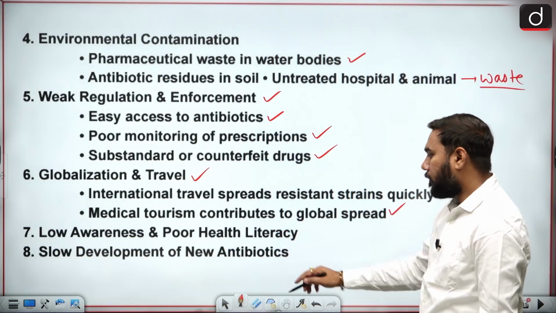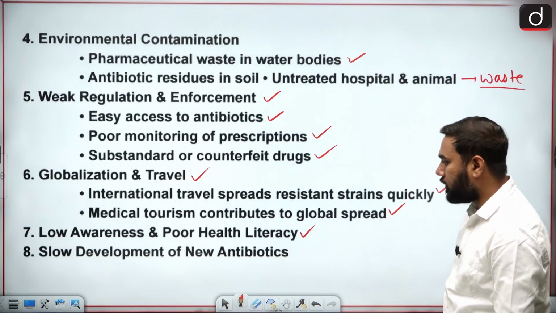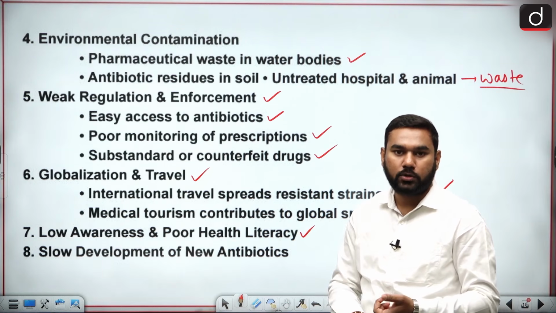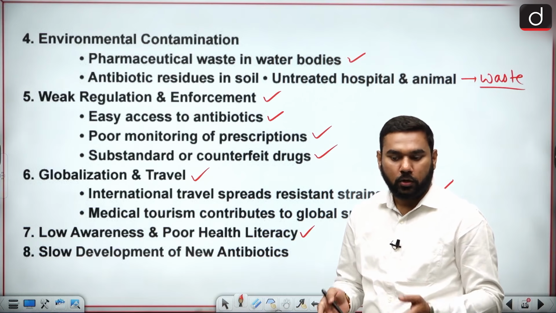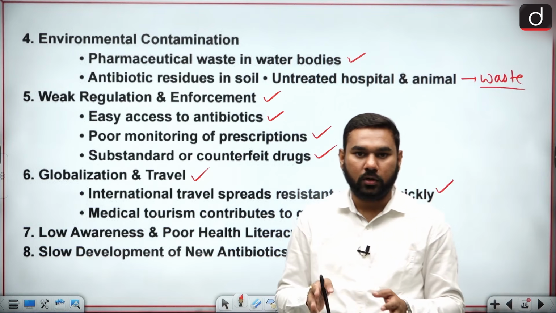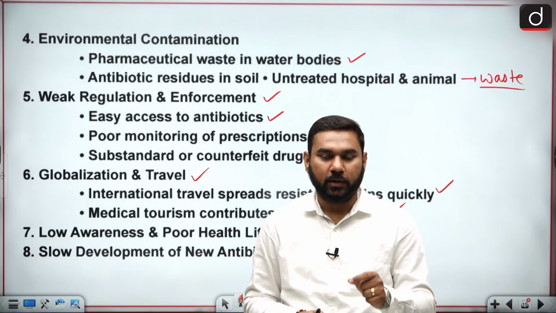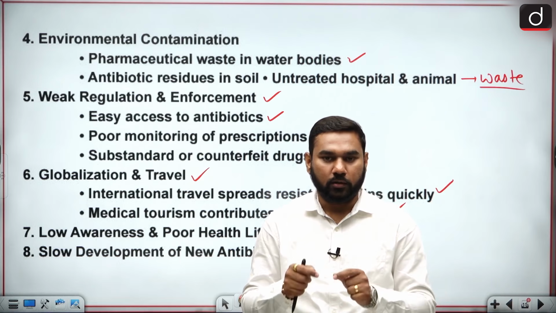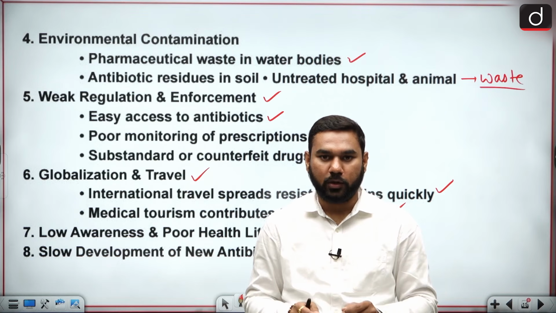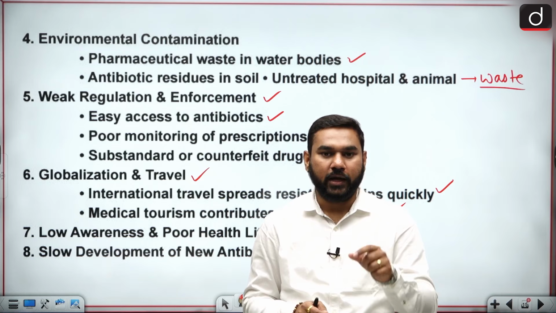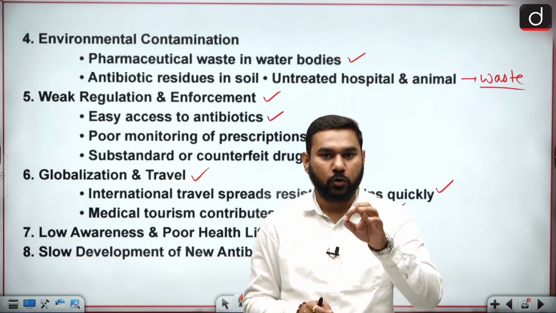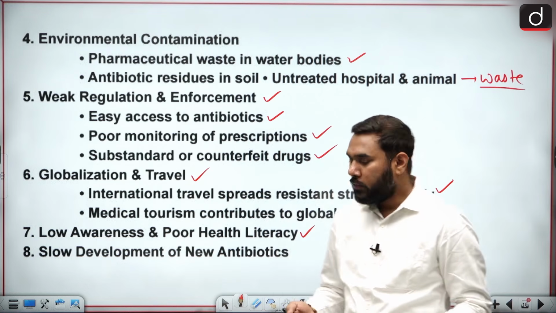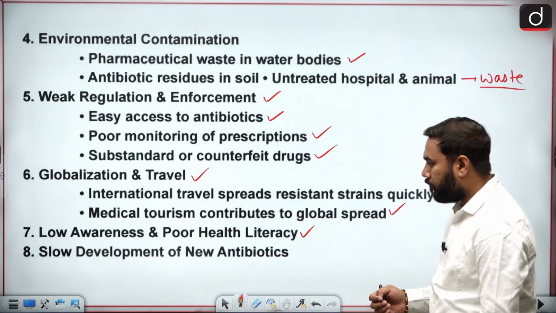There is low awareness, or poor health literacy, because people don't know when antibiotics can be used and when they cannot. The government already has a rule called the red line, where a red line is marked on antibiotic medicine. Before purchasing any antibiotic, you can check for that red line, and if it is there, you cannot purchase it without a doctor's prescription. But people don't have this kind of knowledge and literacy.